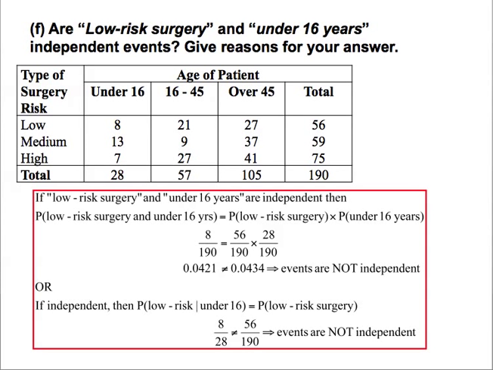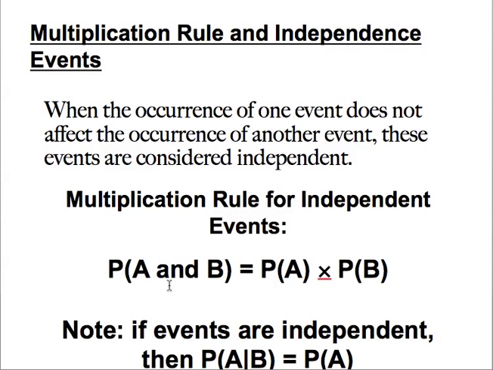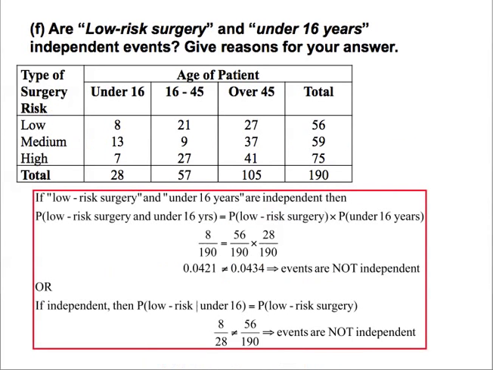Now, if low risk surgery and under 16 years are independent, then according to the rule that we just looked at, the probability of A and B will be equal to the probability of A times the probability of B. That's the rule if the events are independent, right? So if these 2 events are independent, the probability of low risk times the probability of under 16 will be equal to the probability of low risk and under 16. So if the left hand side is equal to the right hand side, then they would be independent.